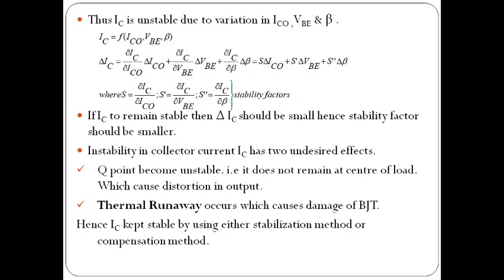What are the effects of instability in the collector current? There are two. When IC is varying or unstable, the Q point always becomes unstable. It is always moving, either towards the saturation region or towards the cutoff region, so it does not remain at the center of the load line. When it moves towards either saturation or cutoff, we will not get proper amplification. That means we will get distortion.